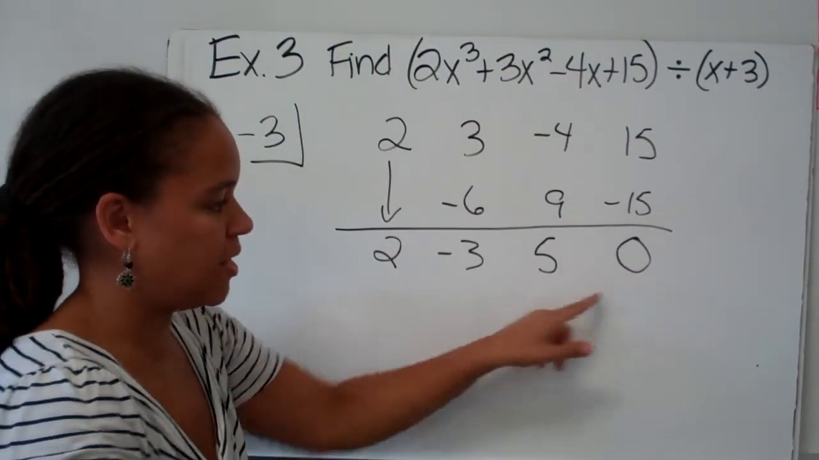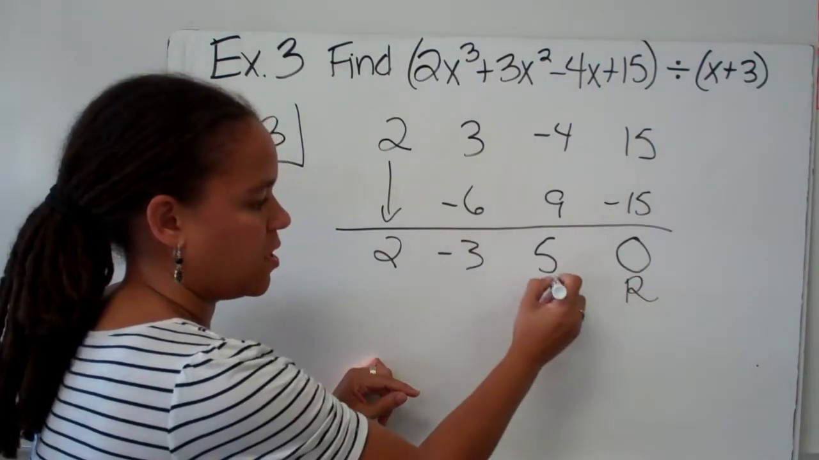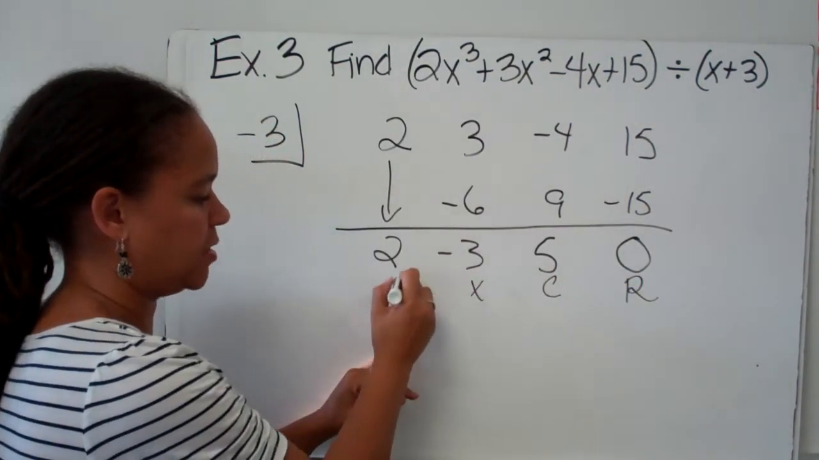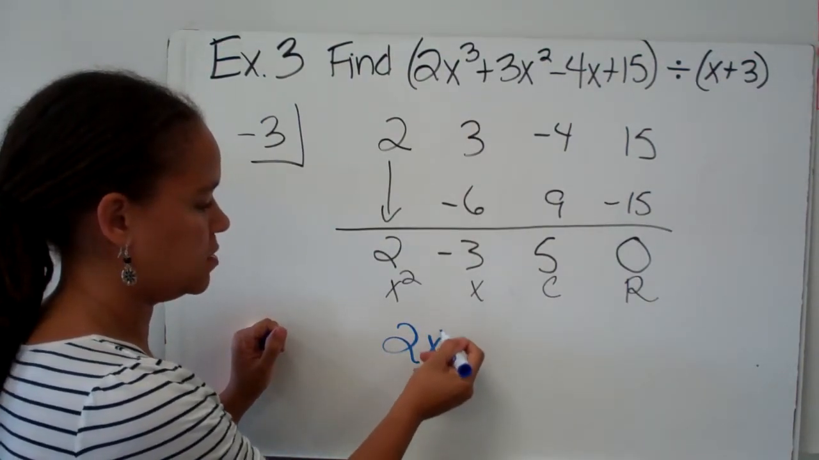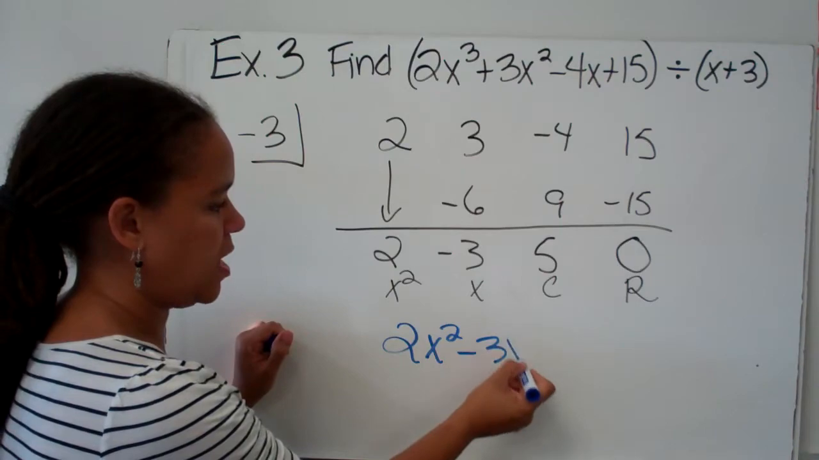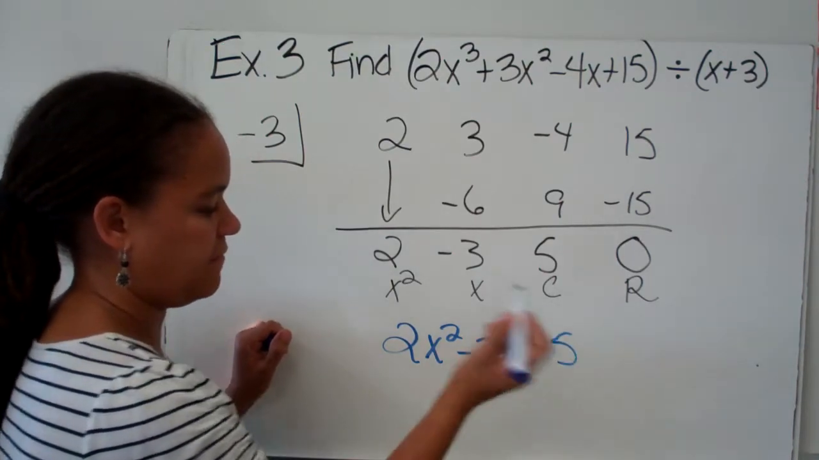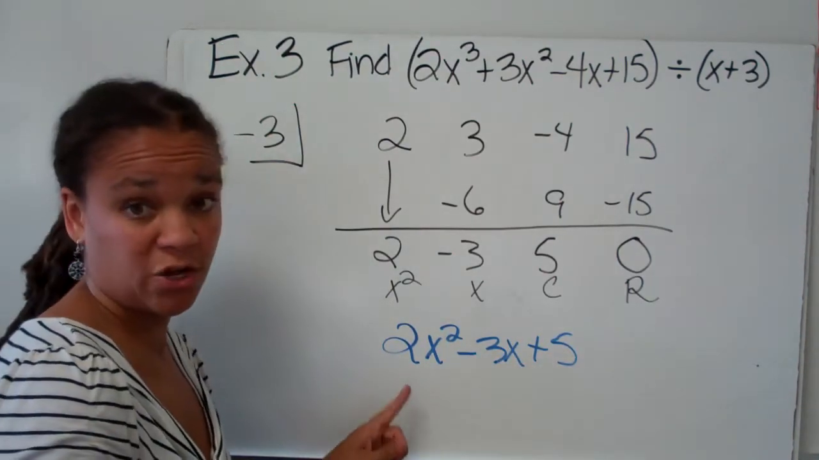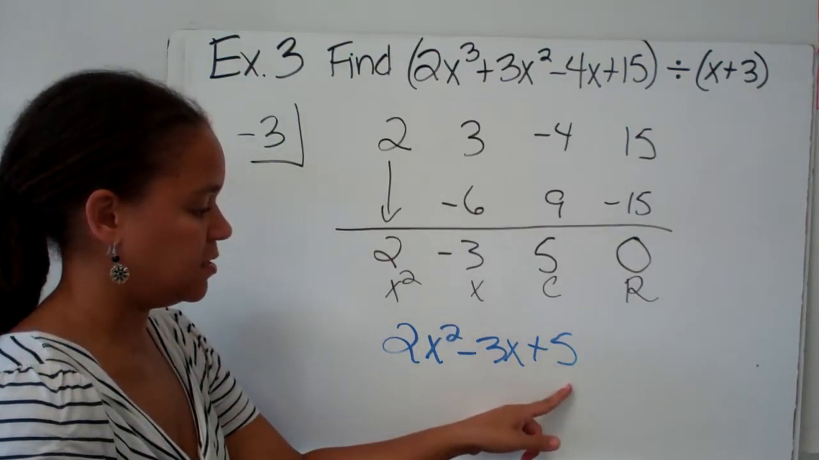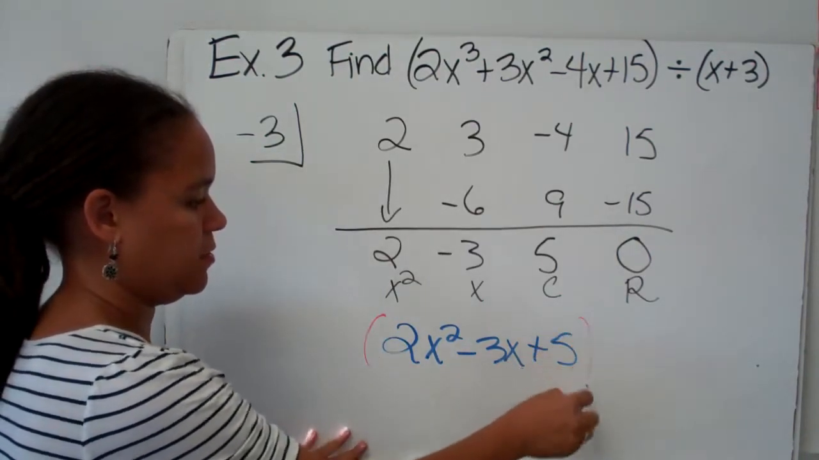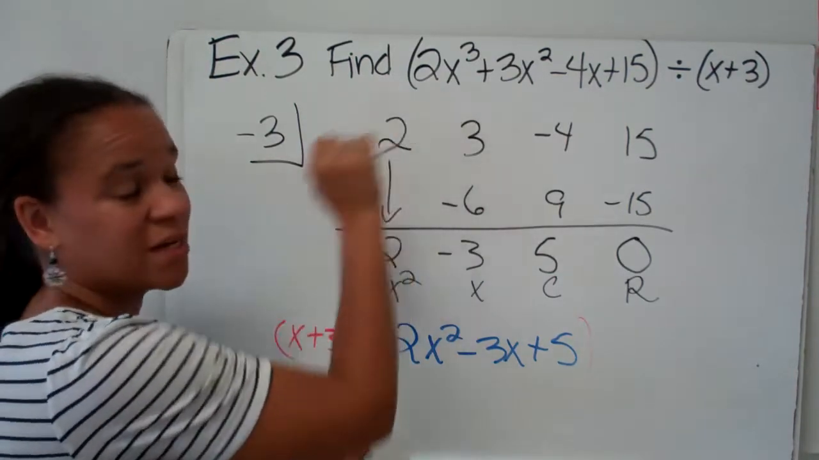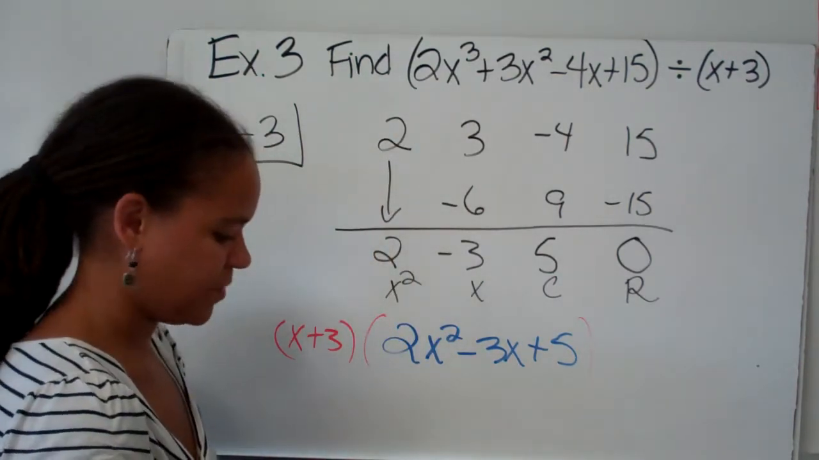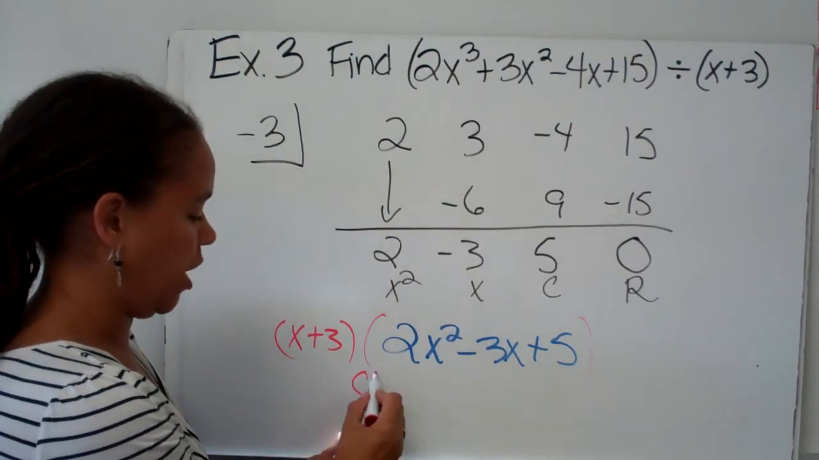So this is our remainder. This is our constant. This is our x. This is our x squared. So our final answer, 2x squared minus 3x plus 5. And if you wanted to check your work, you could take this, multiply it by x plus 3, and I bet you would end up with this. At least I hope you would. That's just one way you could check your work.